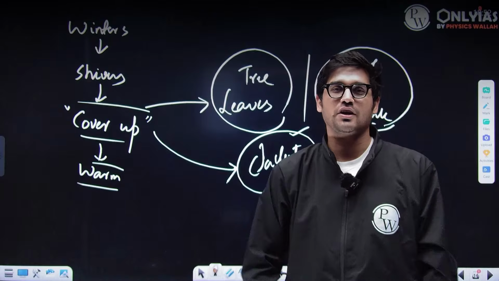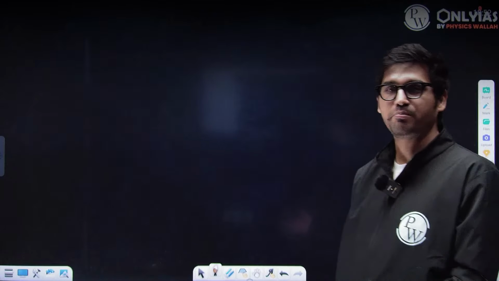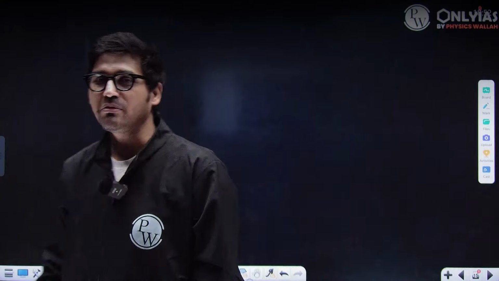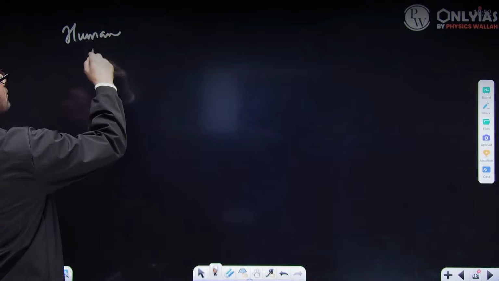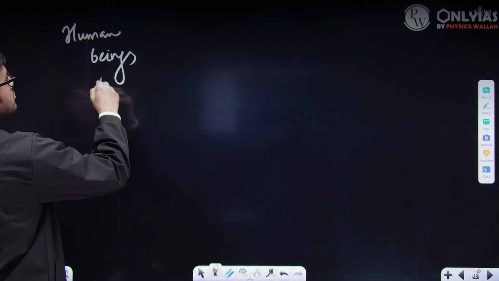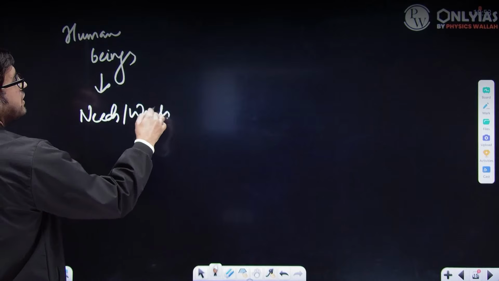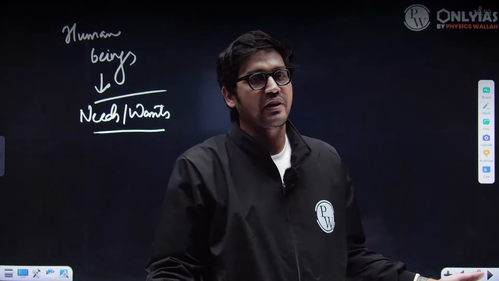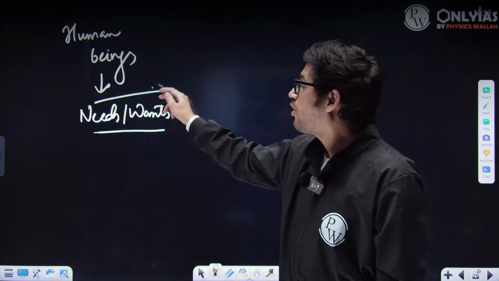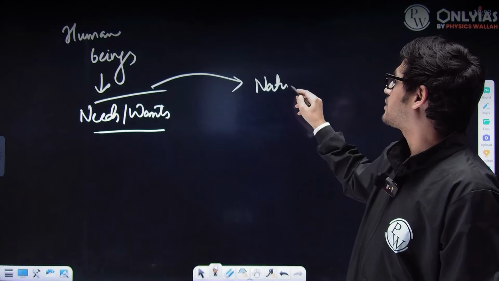So what is production? Production has to be defined very simply. Production means that human beings, they are very needy people. Human beings have needs, human beings have wants. We all are very needy, we have needs, we have wants. Not all of our needs and wants can be satisfied naturally.